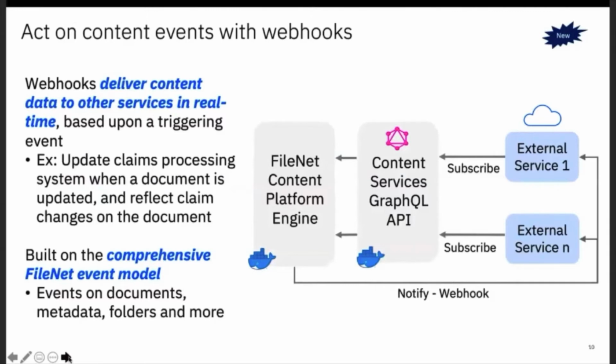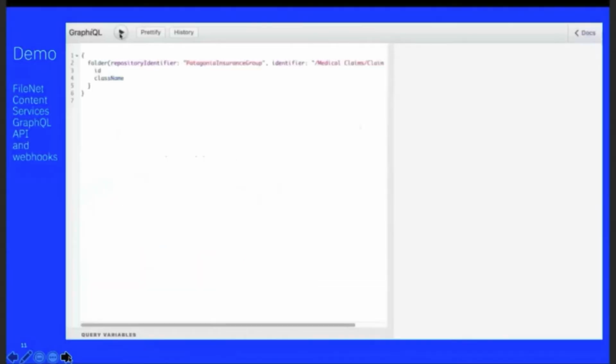The triggering events are defined in the API, and you also specify a callback URL that you want that content data pushed to. As a result, you can get that data very rapidly, and it's very easy and flexible to set up. So let's go ahead and actually see that in action. We have a demo.